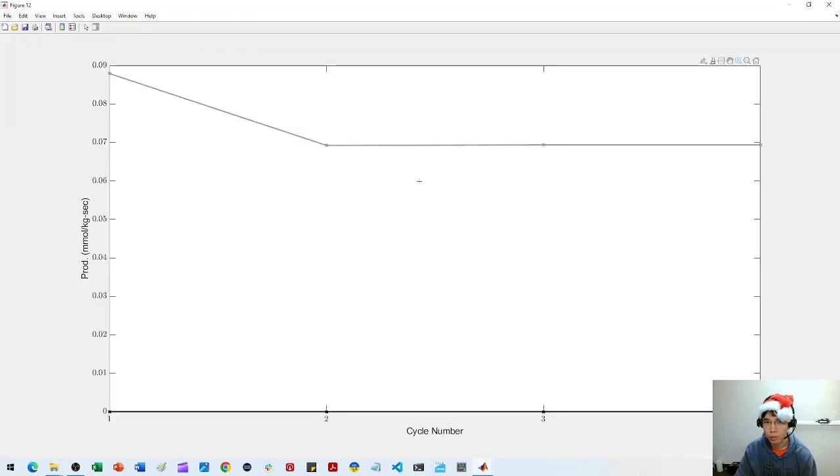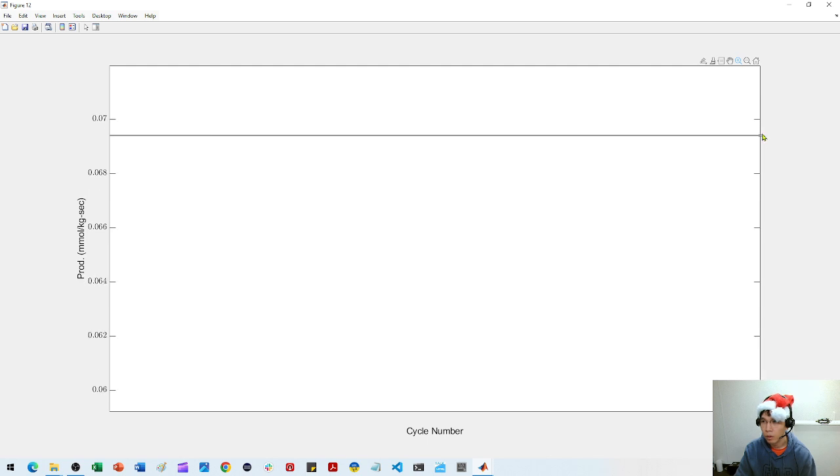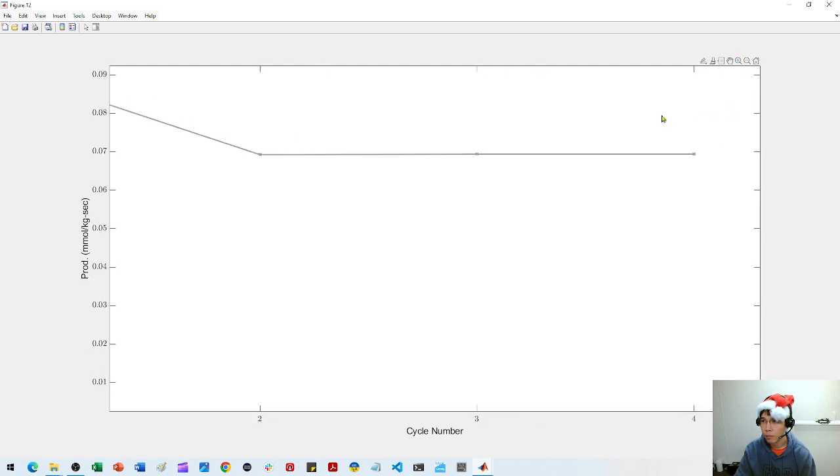The other performance metric is productivity. It's the amount of product generated normalized by the amount of adsorbent and time, right? So basically it's telling us how fast we are generating this product. And in this case, it turned out that the productivity at the end of the fourth cycle is about 0.07 millimoles per kilogram per second.